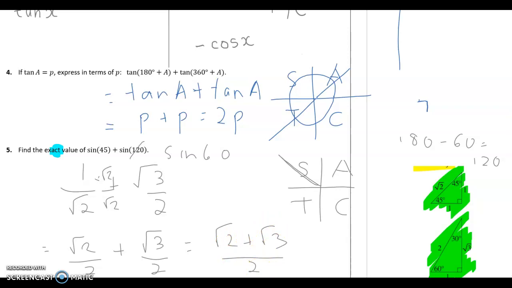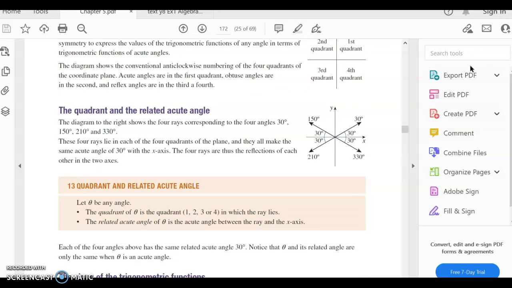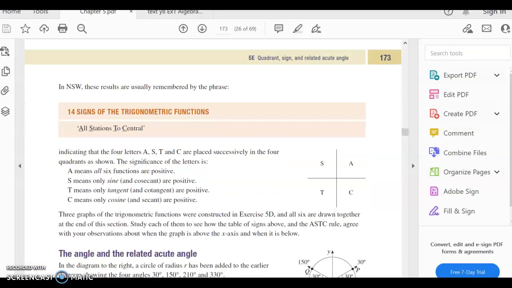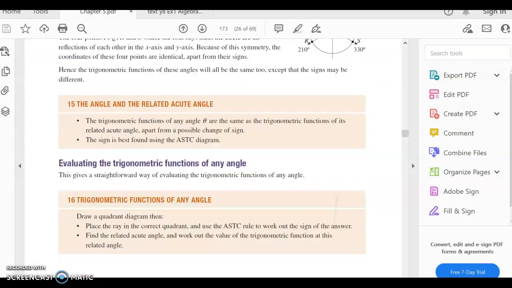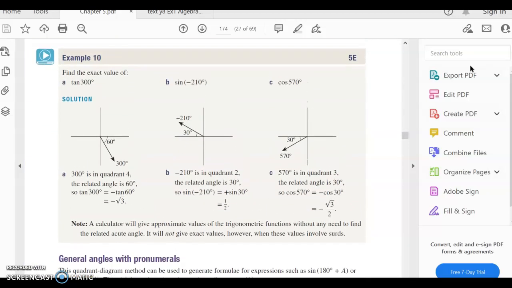Okay, this will now allow us to go into exercise 5E and have a look through there. There's some notes in there that you can have a look at. It's exactly the same as what we've just gone over, just in a little bit different format. I've sort of simplified what's in there into the notes. We know all stations to central. We know all our trig functions. I suggest you do what I did and draw the diagrams. Draw our quadrants while you're getting used to it. Pop your all stations to central in there and have a little look at it.